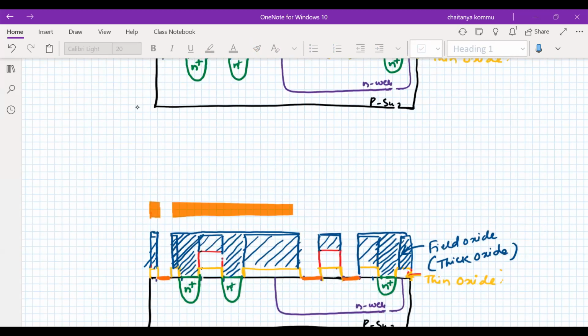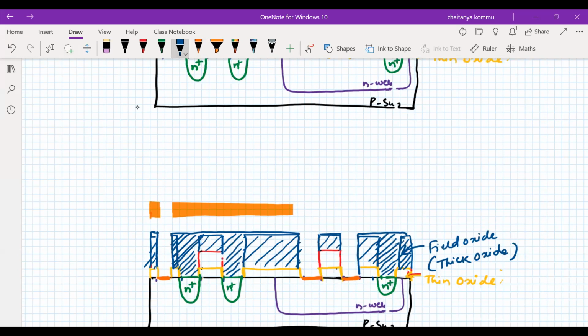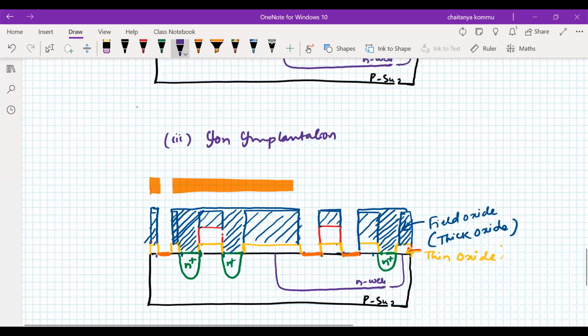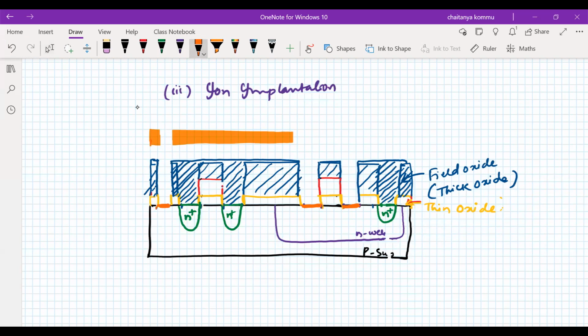So what is the step here? We have to follow. The third step is ion implantation. Okay, so I'm going to realize, this is the substrate of the NMOS transistor, the source of the NMOS transistor, and the PMOS transistor, the drain of the PMOS transistor. Clear?